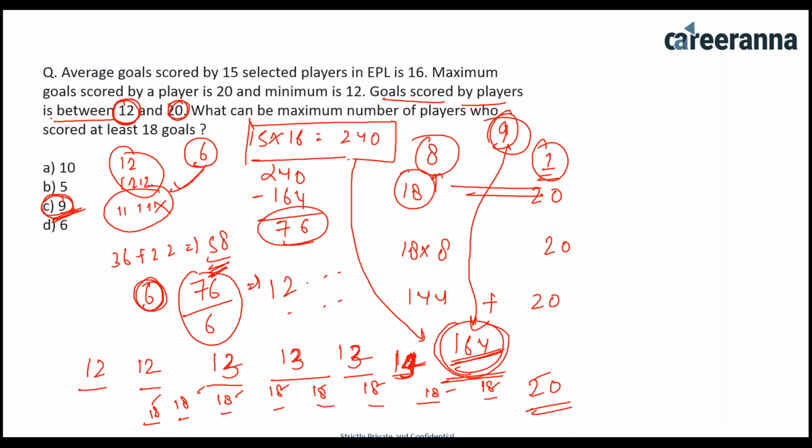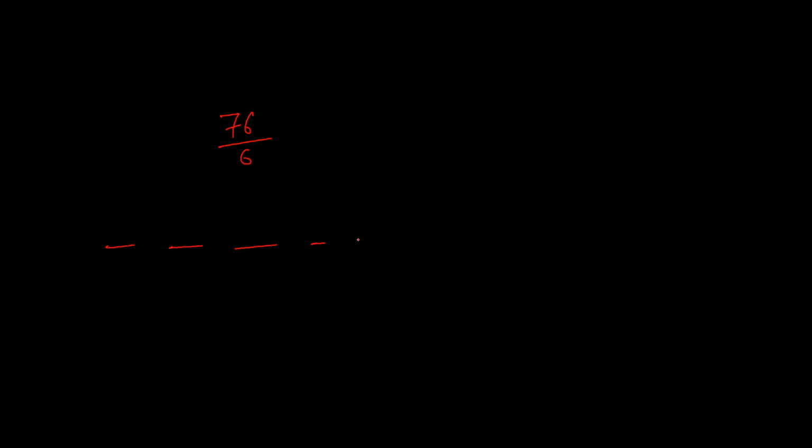Anupriya, you can take it 14 if you want, you can take it 12. You just have to divide 76 goals among 6 people. So there is only one condition. Let me tell you. 76 goals should be divided among 6 people. Only one condition is there.